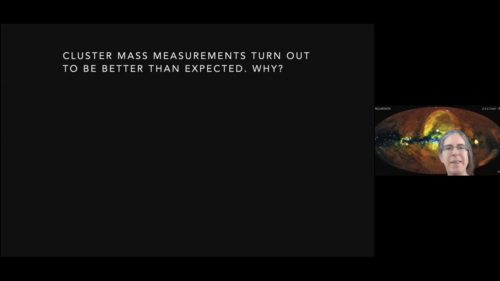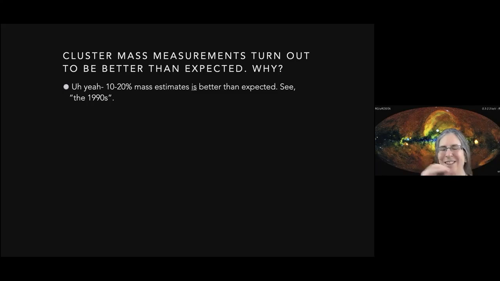However, the take-home point is that actually these mass measurements turn out to be better than expected. From the cosmologist's point of view, it's like, oh my goodness, we have this difference. But from my point of view, I want to understand clusters and how gas behaves in gravitational potentials, and this is pretty good. And so why is this better than expected?